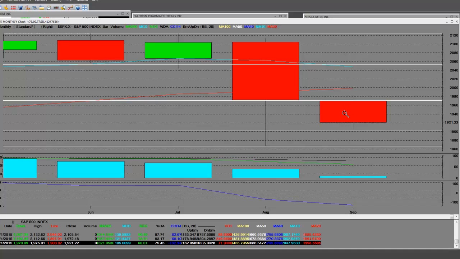Volatility has to increase. This was a mini capitulation right here. Yeah, it was. Right there. On the S&P, the Dow looks the same way.